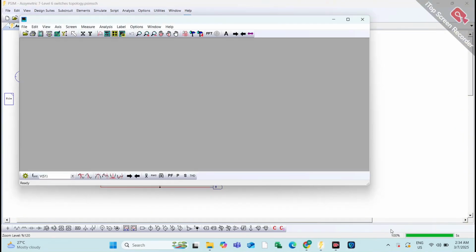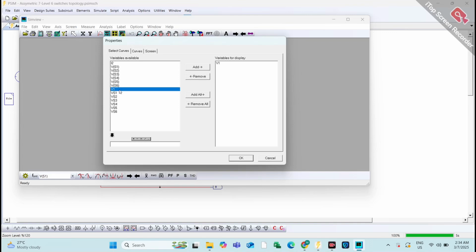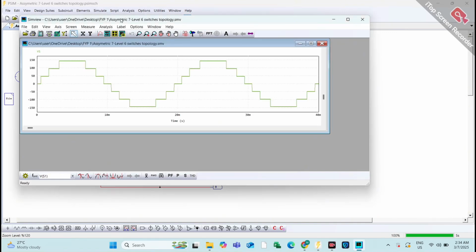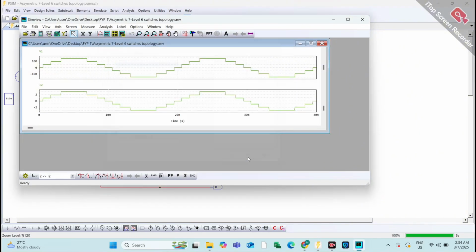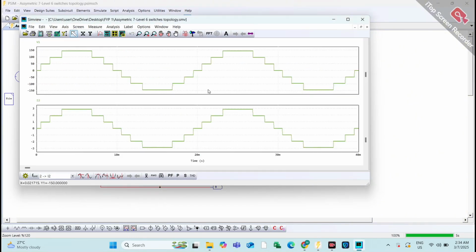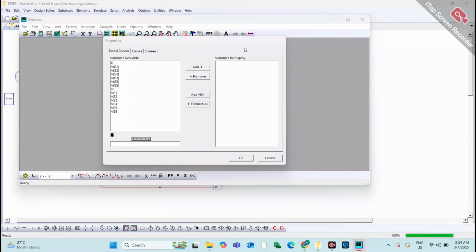Once the setup was complete, I ran the simulation. As shown here, the output waveform generated is a clean 7-level step voltage pattern, which confirmed that the control logic and circuit configuration were correct.